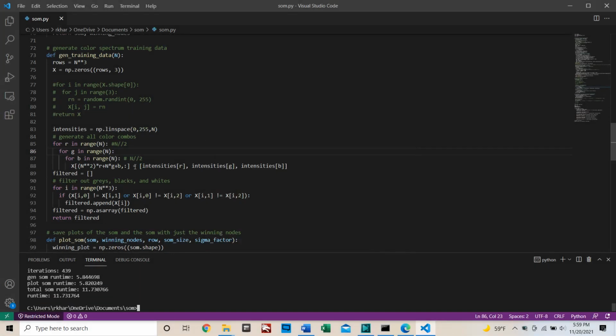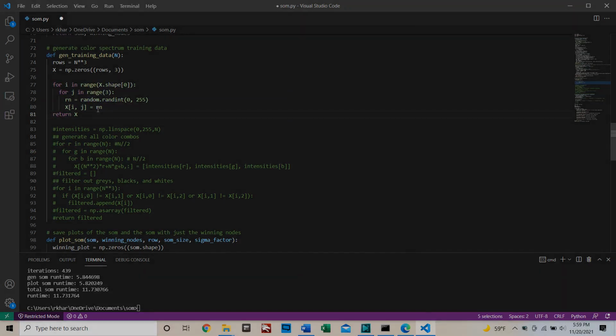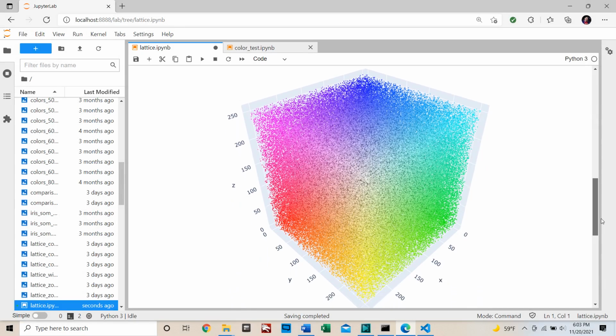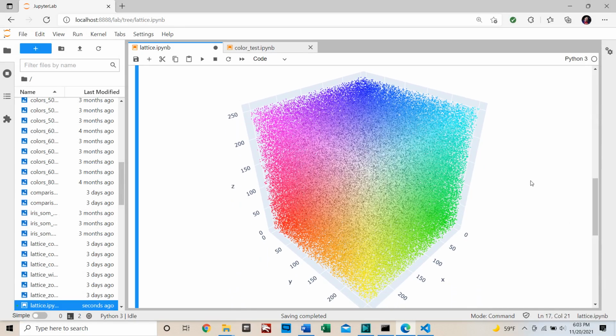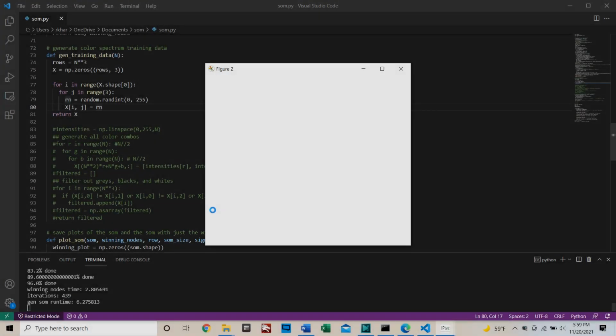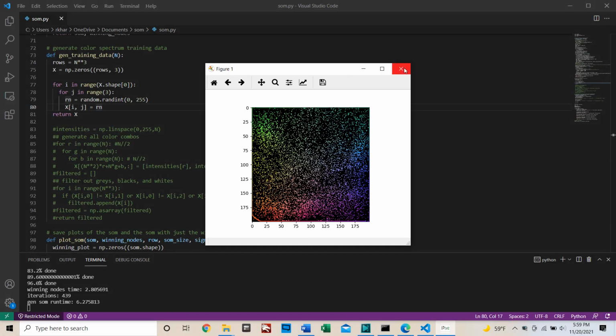Another experiment I did to confirm this theory was to change the training data to instead consist of random RGB points. When these samples are graphed in 3D space, there's no lattice, just a random cloud of points. In this case, the resulting SOM still learns the colors. The output map itself looks the same as before, only now the winning nodes do not form a pattern.